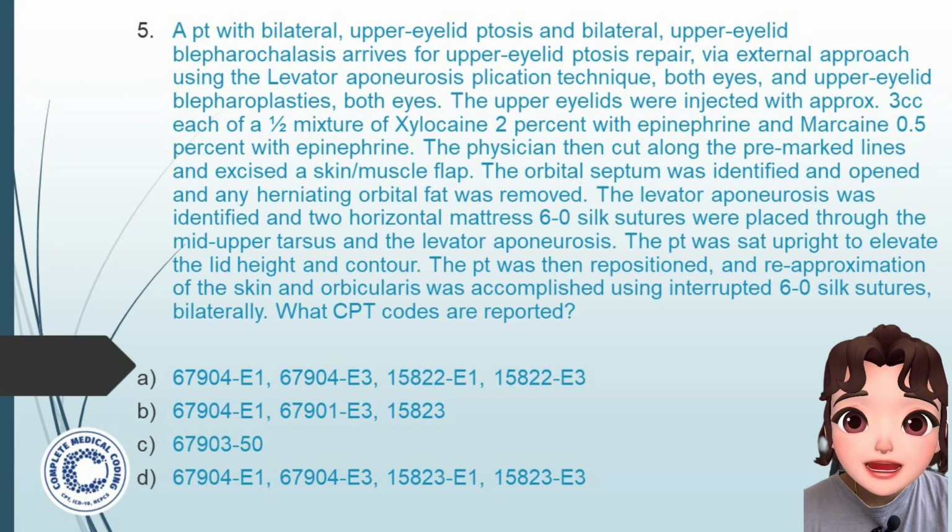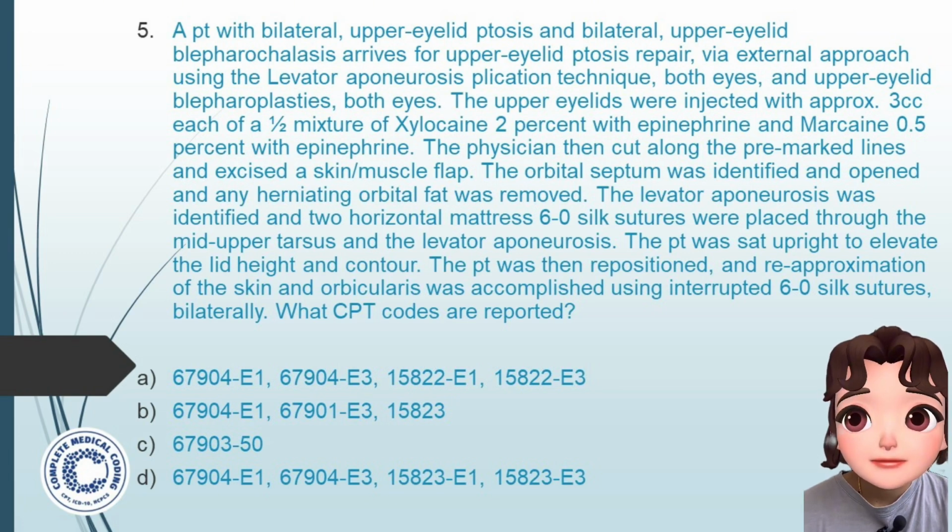So you have to use the code 67904 for both upper eyelids. Both upper eyelids means left upper eyelid and right upper eyelid. So you have to mark modifiers along with 67904, E1 and E3. Okay, 67904 with modifiers E1 and E3 is the correct code for this blepharoptosis technique. So the blepharoptosis procedure is marked as 67904 with modifier E1 and 67904 with modifier E3.